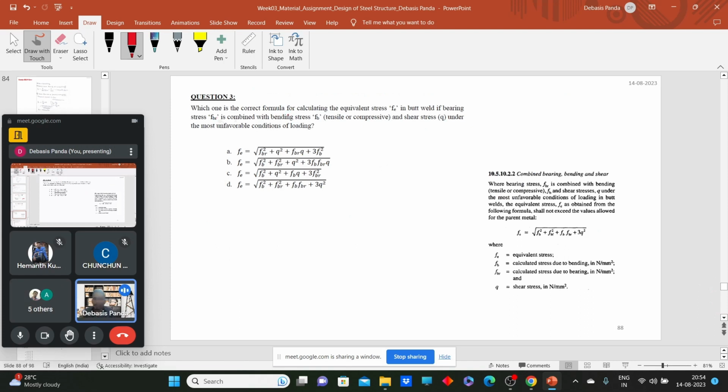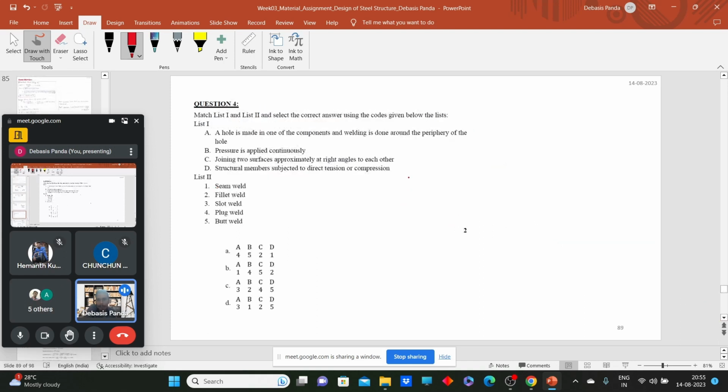Now here, which one is the correct formula for calculating equivalent stress when bending, bearing, and shear are all happening? Clause 10.5.10.2.2: F equivalent is equal to the square root of FB square plus FBR square plus FB times FBR plus 3Q square. So what will be the value of this last one?